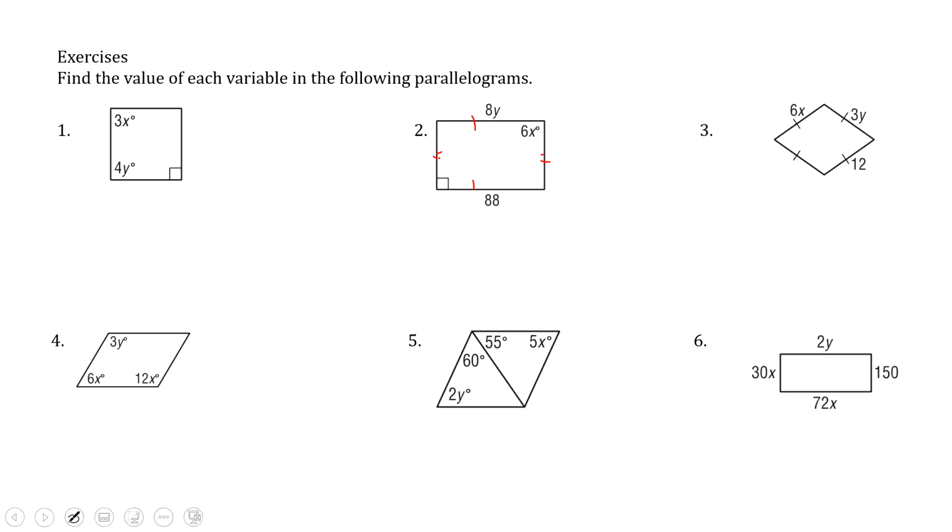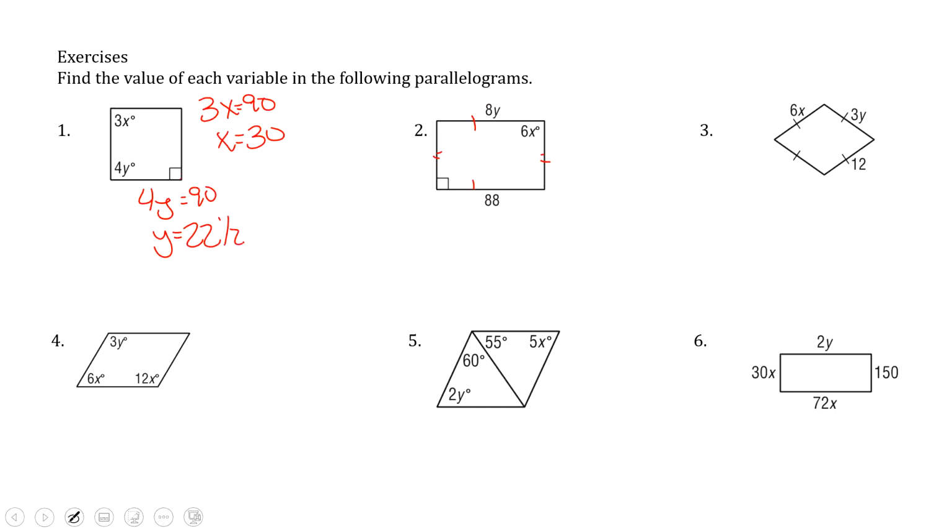All right, so we're looking at a square. We got one right angle. All the angles are right angles, so that makes 3x equal 90. So x here is 30. I have 4y equals 90. So here, y equals 22.5. Does that make sense?